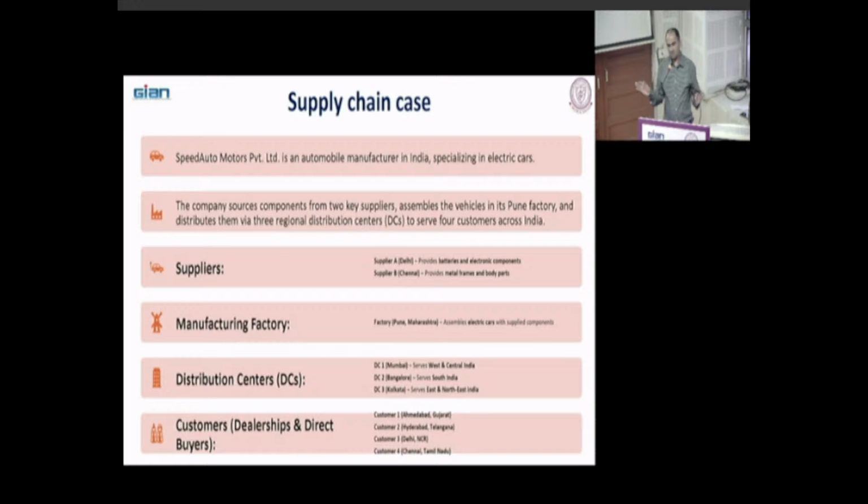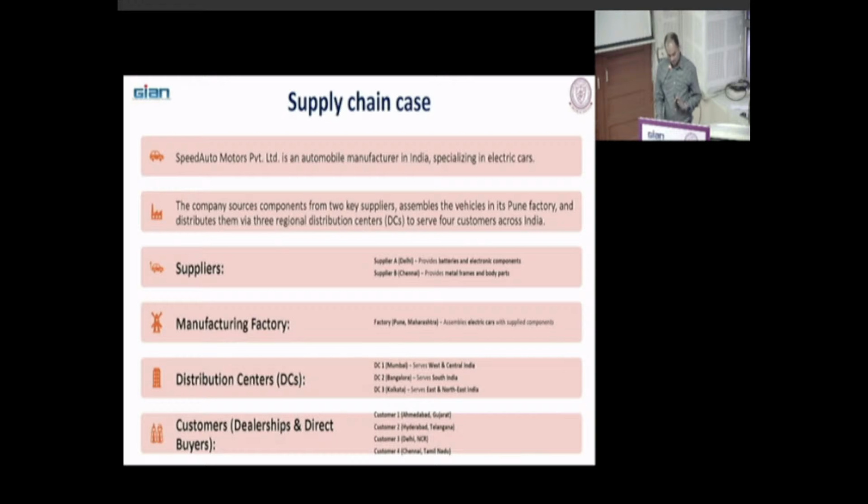This is a simple example I have considered. You might ask me, what about the tires and other things? This is just for explanation purposes. I considered only 2 suppliers, but in real life, there are thousands of suppliers involved in the automotive supply chain. Next is the manufacturing factory, which is located at Pune, Maharashtra. It assembles the electric cars with the supplied components.